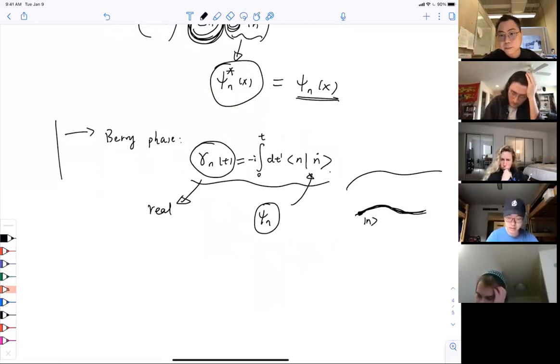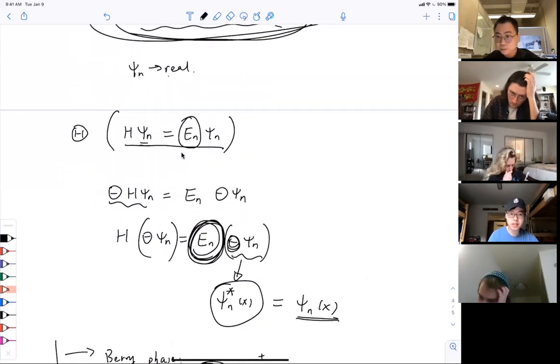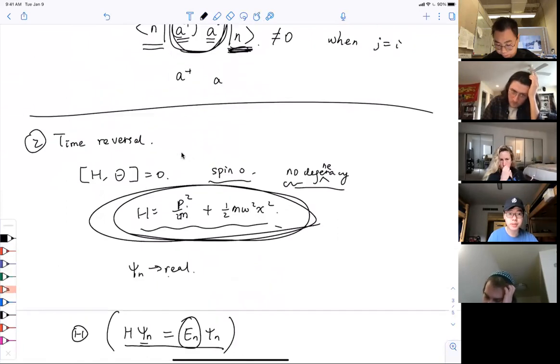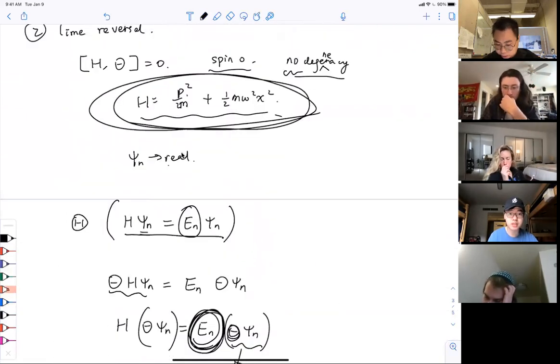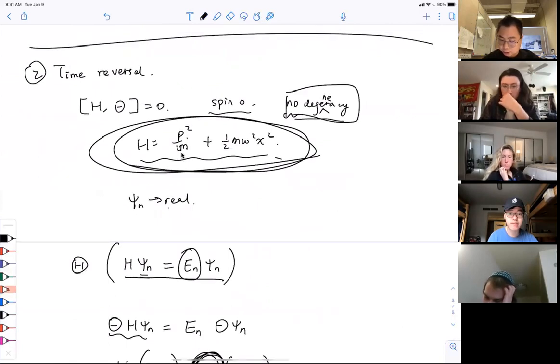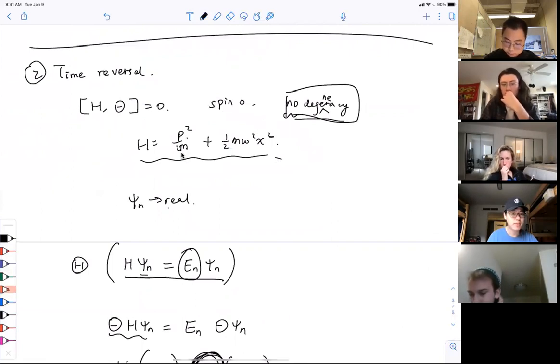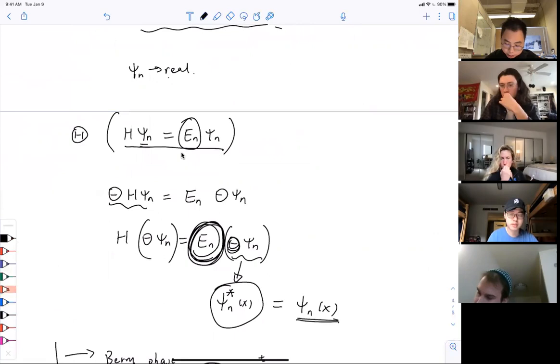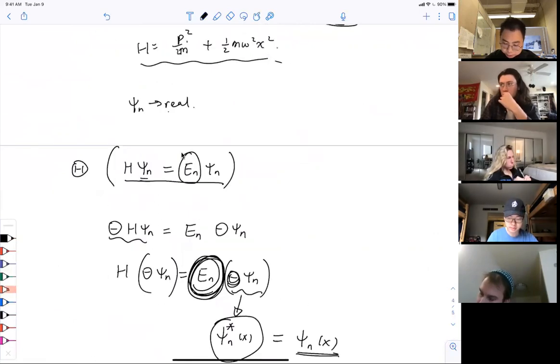A question on the time reversal symmetry. Did you get this non-degeneracy by setting psi n to be real, or did you set psi n to be real and get the non-degeneracy? No, non-degeneracy is an assumption. And the spin 0 is also an assumption, as I will talk about later.